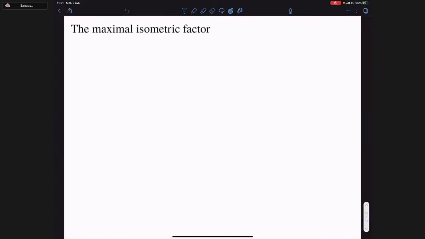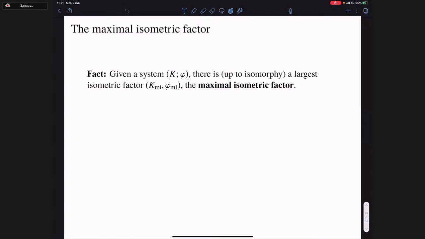Now, the thing is, you can always find some kind of isometric factors. Sometimes they are trivial, but there always is some isometric factor, and you can show there is actually always a maximal isometric factor. So you have your general system, and you can find a maximal or largest, which is in this case the same, up to isomorphy, quotient of your dynamical system, which looks like a rotation. And so you could say, okay, this is like a very simple building block of my system. If I want to understand the entire system, maybe it's a good idea to first look at this elementary building block.